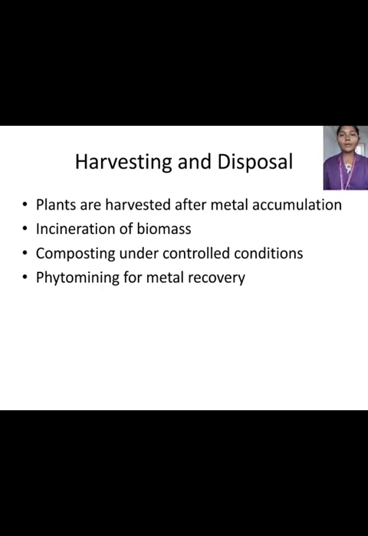Disposal of contaminated biomass. Harvested plants contain concentrated heavy metals and must be treated as hazardous waste. Incineration: high temperature burning reduces biomass volume. Metals remain in the ash, which is disposed of in a secure landfill or used for metal recovery. Phytomining: recovery of valuable metals, for example zinc and nickel, which is economically beneficial in some cases. Secure landfilling: safe disposal of ash in engineered landfills.